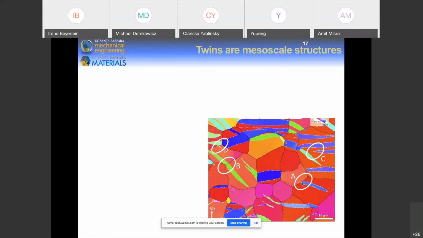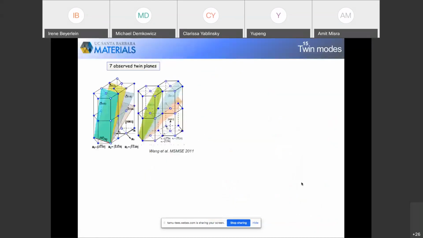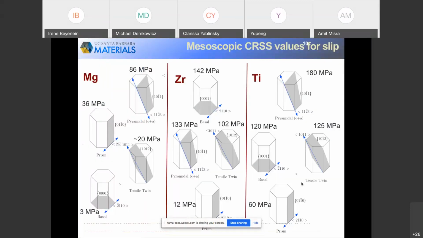Okay, thank you. Okay, two more questions. The lecture showed the stress strain curves are different under tension or compression. Generally, how does twinning contribute to the plastic strain?